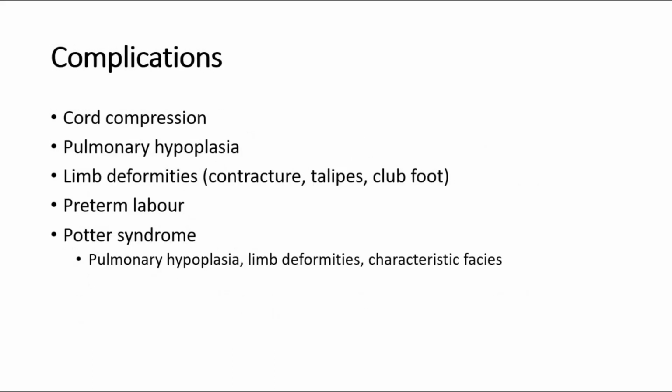There are some complications of oligohydramnios where it can cause cord compression and cause a reduction in placental blood flow to the baby. It can also cause pulmonary hypoplasia, limb deformities such as contracture and clubfoot, preterm labor, and also there is a syndrome called Potter syndrome, which consists of pulmonary hypoplasia, limb deformities, and also characteristic facies.